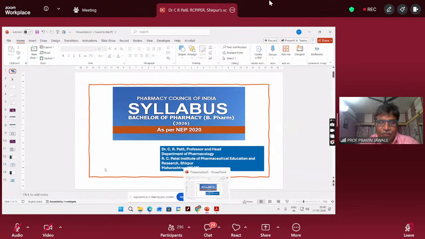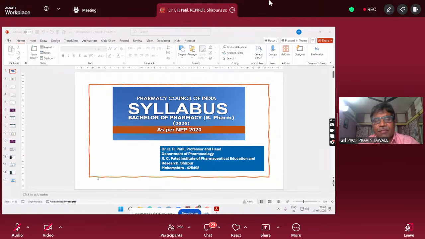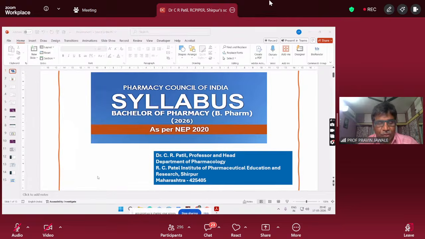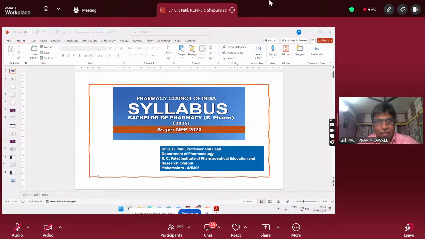Pharmacology, all of you are aware, is one of the heart subjects, or core subjects, we can say, under this pharmacy profession. And as far as this new curriculum is concerned, it is included in the various semesters. And today's expert on pharmacology is Dr. C.R. Patil, sir.